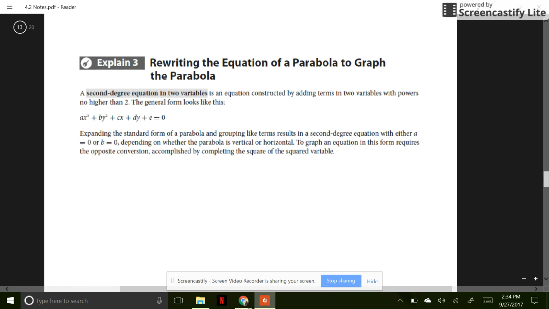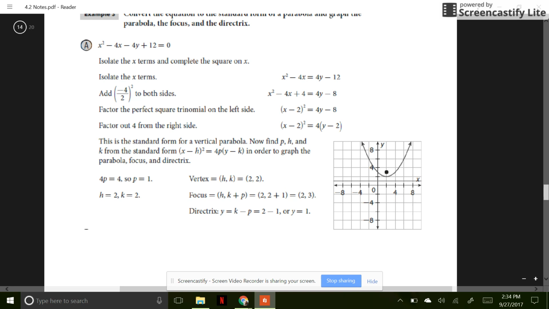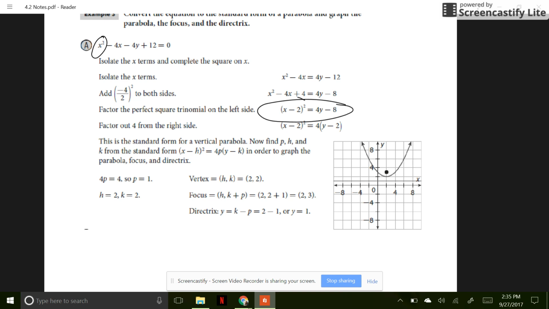So now what happens if we're given the expanded version? It's very similar to what we did with circles, except this time we only complete the square of the squared variable. You only have one variable that's squared, so that is the one that we will complete the square with. So isolate the x terms, move everything else to the other side, in this case since we have x squared. Completing the square, add 4 to both sides.